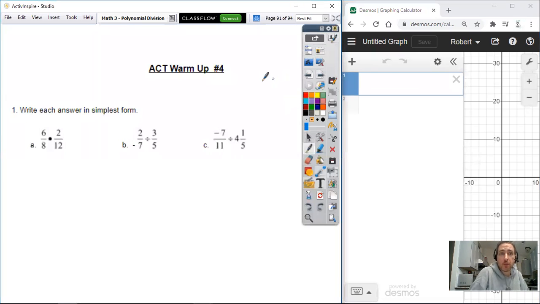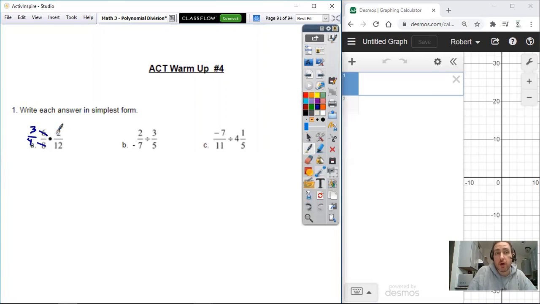Here you go. So we have 6/8 times 2/12. I'm going to try all these without a calculator and just show you a couple real quick tricks to get the calculator if you're allowed to. So 6/8 times 2/12. I look at those two to see if I can reduce them. What can I divide out of 6 and 8? Both are divisible by 2, so if I divide both by 2, that's going to be 3/4.